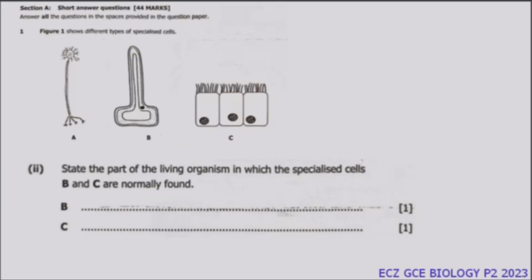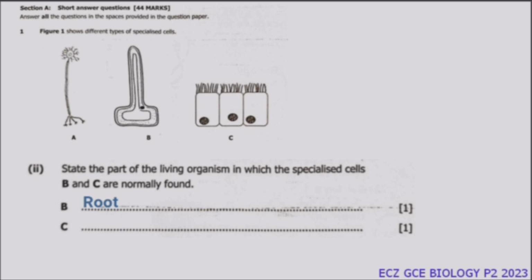Question 1A2 was as follows. State the part of the living organism in which the specialized cells B and C are normally found. Okay, so we just focus on B and C. So let's start with B. We said B, that is the root hair cell. So where is the root hair cell found? The root hair cell is found in roots. You can write root or roots, both are acceptable.